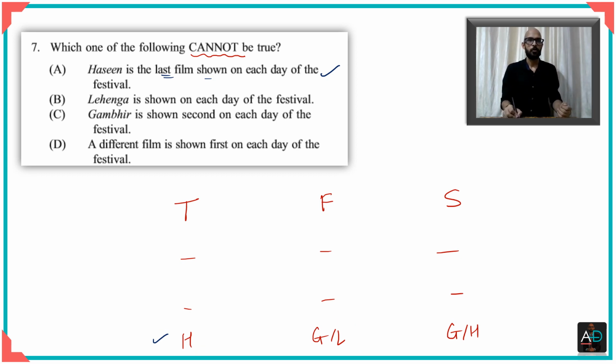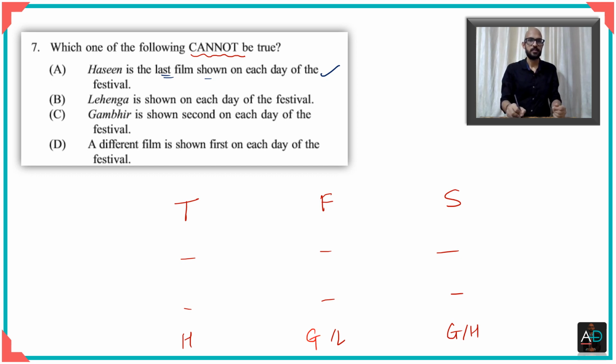So the next option is that Lehenga is shown on each day of the festival. Yes, Lehenga can be shown on each day. Let us say I can put Lehenga here. I can put Lehenga here. Then you can have Lehenga on Friday and you can also have Lehenga on Saturday. So there is no issue. So option B is not the answer because option B is completely possible. And in this question we have to see as to what is not possible, what cannot be true, right?